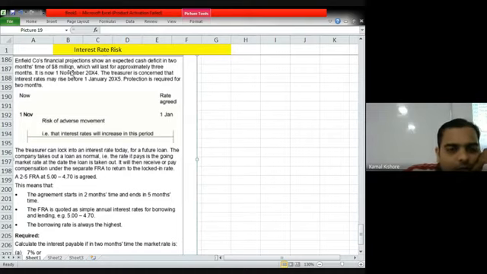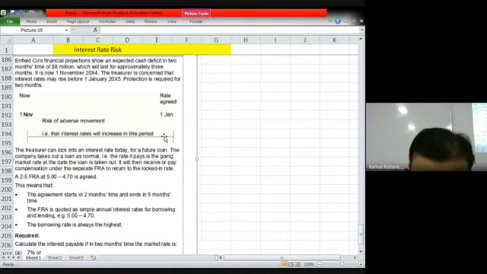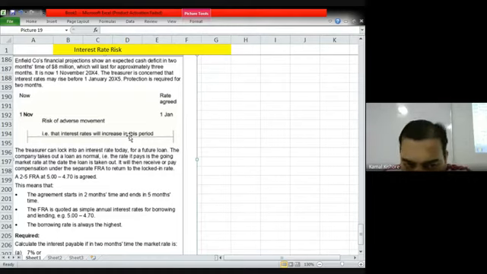Because you are telling I'm expecting a cash deficit of 8 million in 2 months' time. You are here currently. You are expecting that on 1st January we will need 8 million. We have a cash deficit, so we are going to borrow. But my fear is that in these 2 months interest rates will increase. I don't want to borrow at a higher rate. So I am entering into an FRA 2/5, which will give me protection for 2 months. Thereafter, I'm agreeing on a 3-month rate after 2 months. So the 3-month rate after 2 months is 5%.